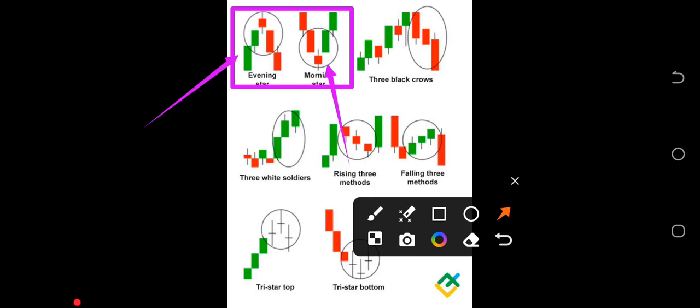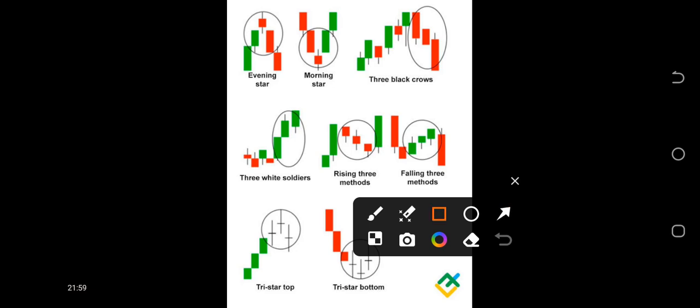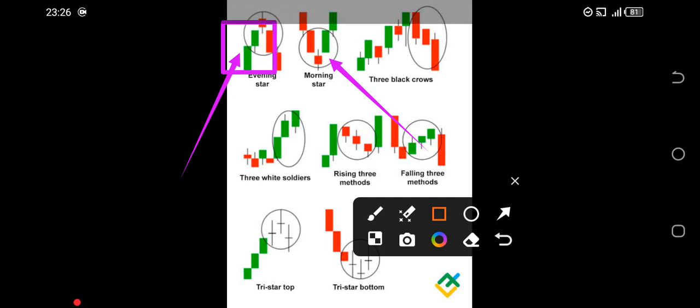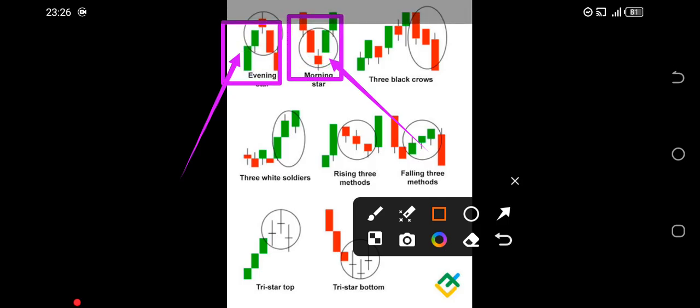Okay, it's just that they will have their own names. If you can see this candle, the evening star is facing upwards like this, while the morning star is facing downward. That means the evening star will always appear in an uptrend, while the morning star will always appear in a downtrend.